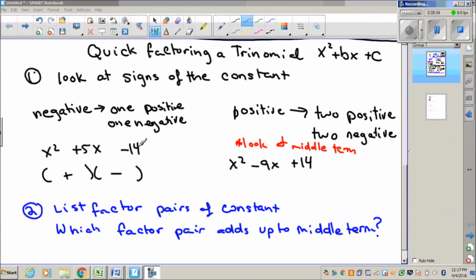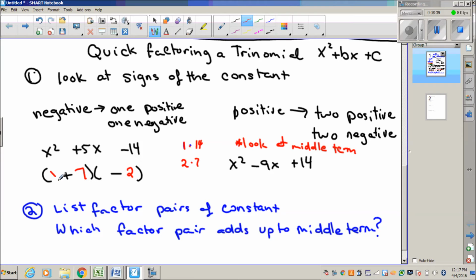We had 14. So what are the factor pairs of 14? Well, it's either 1 and 14 or 2 and 7. Those are really our only options. Okay? So when I'm looking at this question here, I know my signs had to be one of each, and my middle term is 5. So I want to know which combination will add up to 5. Well, if I've got one of each sign, 2 and 7 will work. And my 5 is positive, so it's going to be positive 7 and negative 2.